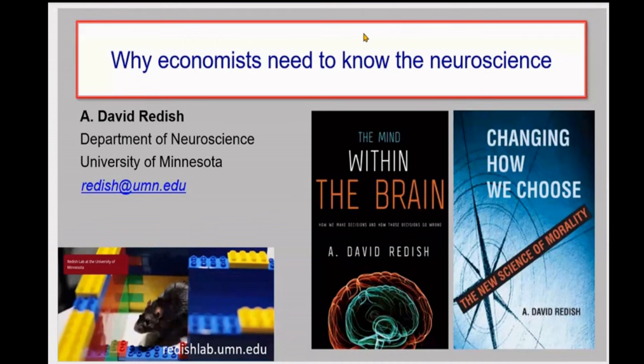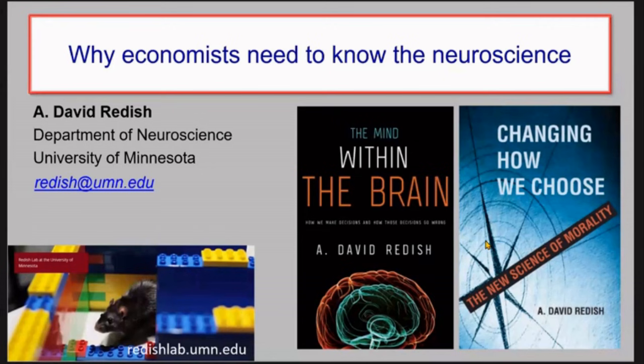Thanks everyone for coming. Today we're going to have David Redish. He's a neuroscientist here at the U, and he's going to be talking about ways in which neuroscience can come into economics and how economists can use some of the tools from neuroscience and bring it into thinking about the way that we do our theory and the way that we do our modeling. So let's welcome David.